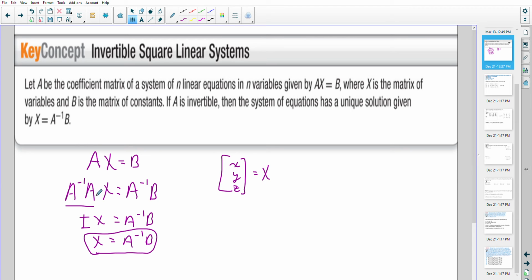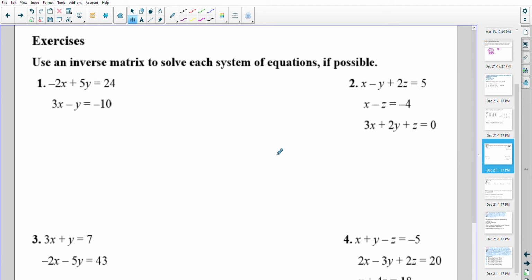matrix. Now, when I'm talking about matrices, again, I'm really looking at converting equations to matrices and then solving those equations, such as the following. What is the matrices of these two equations? You're looking at the coefficients, and therefore it's going to be -2, 3, 5, and -1. And then that's your A matrix. Your X matrix is X, Y, and your B matrix is 24 and -10.